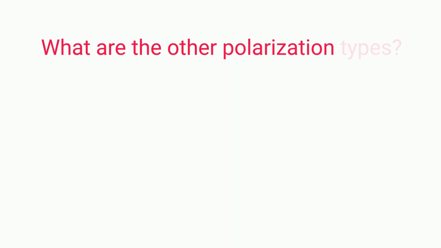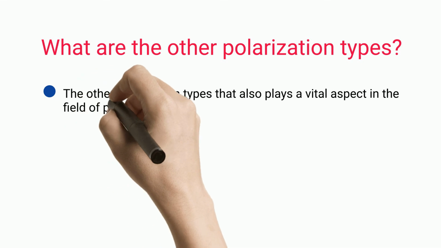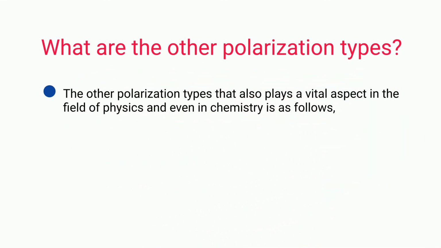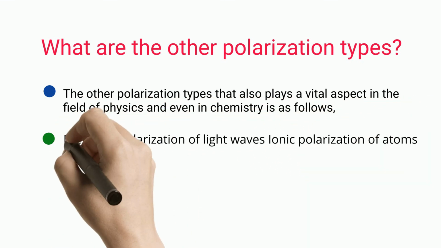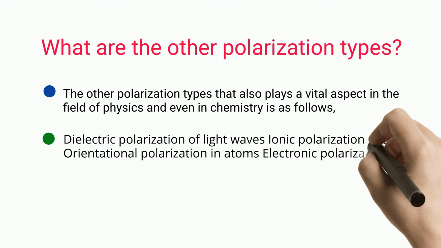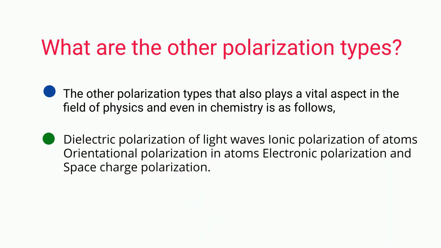What are the other polarization types? The other polarization types that also play a vital role in the field of physics and even in chemistry are as follows: dielectric polarization of light waves, ionic polarization of atoms, orientational polarization in atoms, electronic polarization, and space charge polarization.